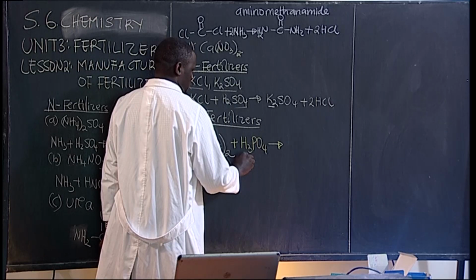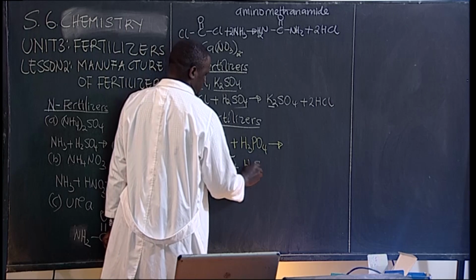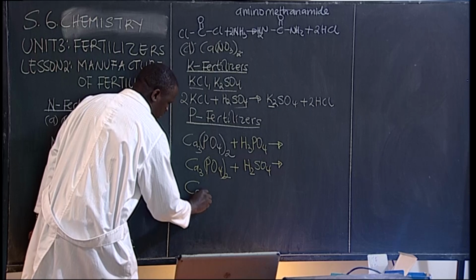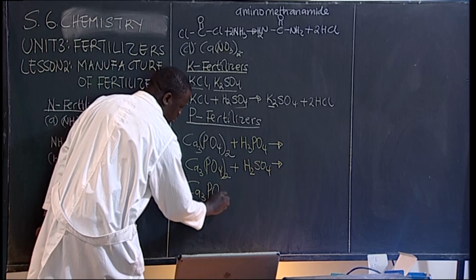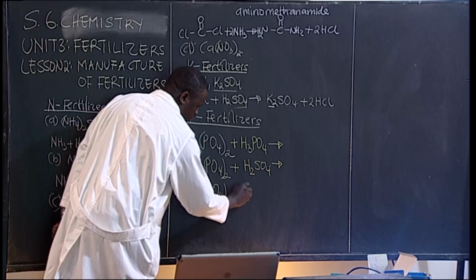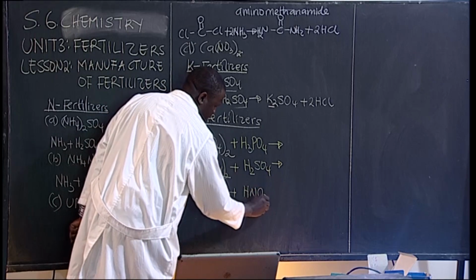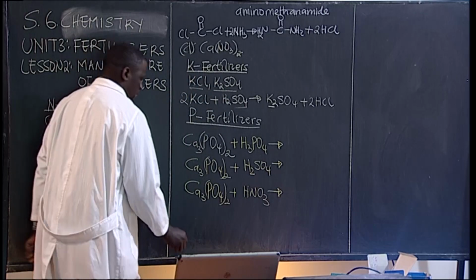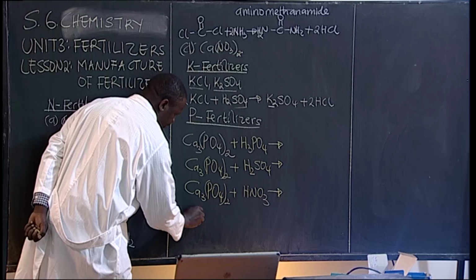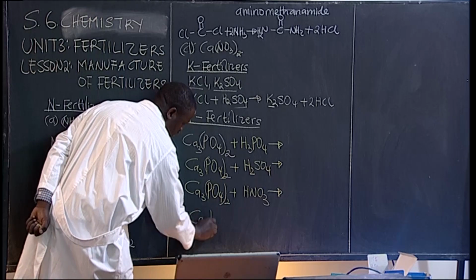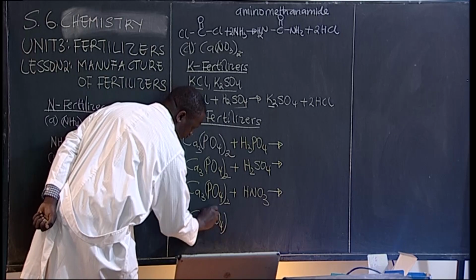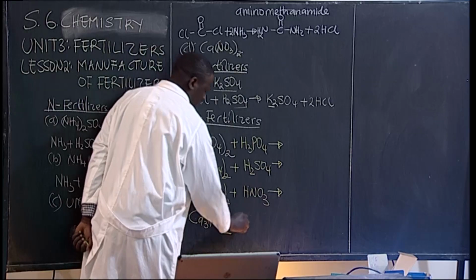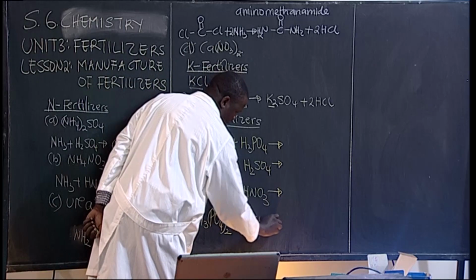So we can also have plus sulfuric acid. We can also have calcium phosphate, our rock, under controlled addition, and we react it with nitric acid. We can also have calcium phosphate, and we react it with, for example, another strong acid, HCl. Then we produce our products.